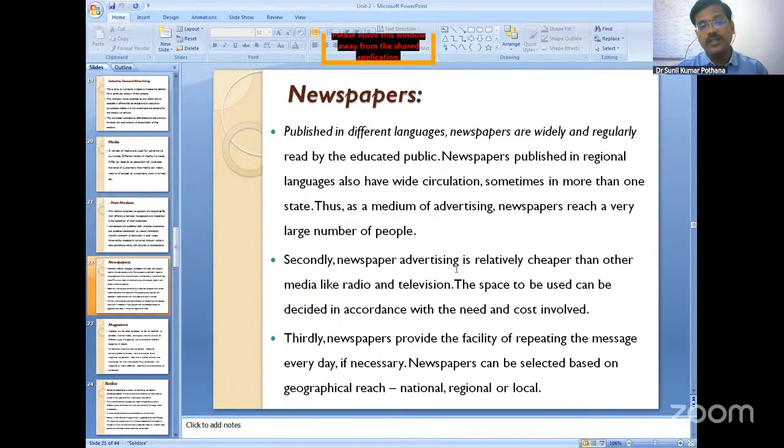Newspapers are published in different languages. Newspapers are widely and regularly read by the educated public. Newspapers published in regional languages also have wide circulation, sometimes in more than one state. So, as a medium of advertising, newspapers reach a very large number of people. That is why we call it mass media. Secondly, newspaper advertising is relatively cheaper than other media like radio and television.